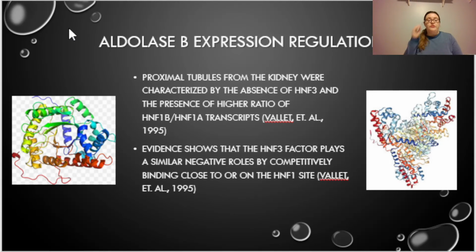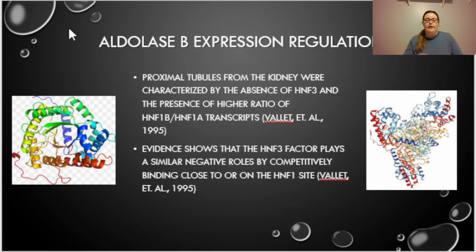Now, in regards more to aldolase B expression regulation, if we switch and look at kidneys, the proximal tubules from the kidneys were characterized by the absence of HNF3 and the presence of a higher ratio of HNF1 and HNF1A transcripts. So again, this goes back to our graphs. HNF3 was very inactive, but HNF1, and here they broke it down to A and B, was a transactivator. It was the highest one out of the transcription factors we're looking at.